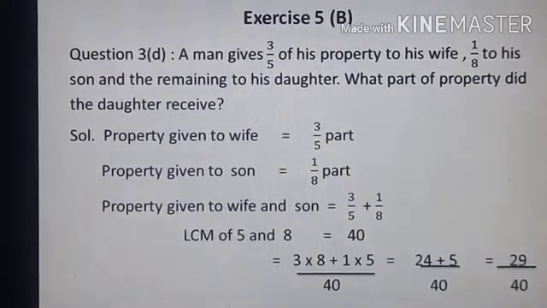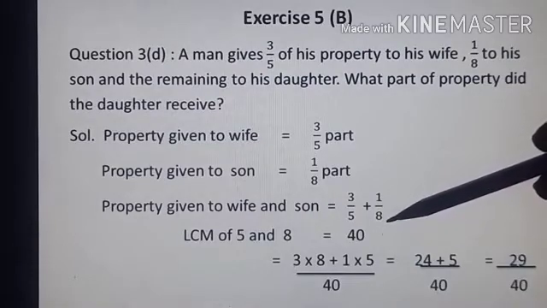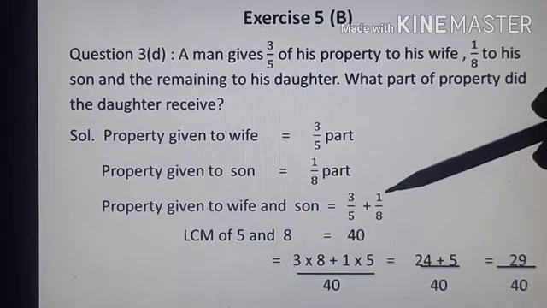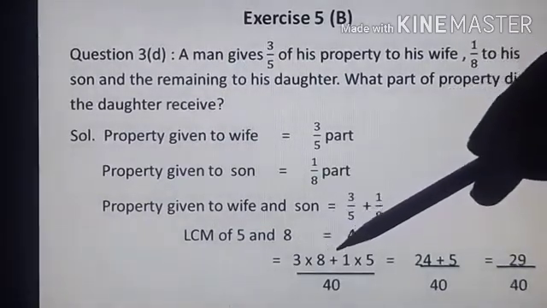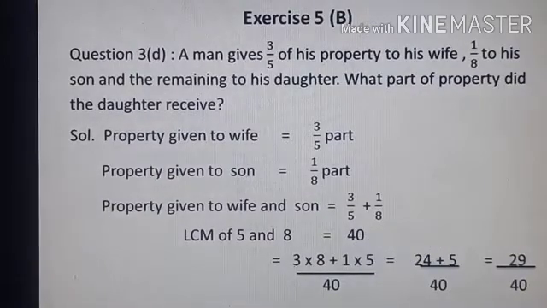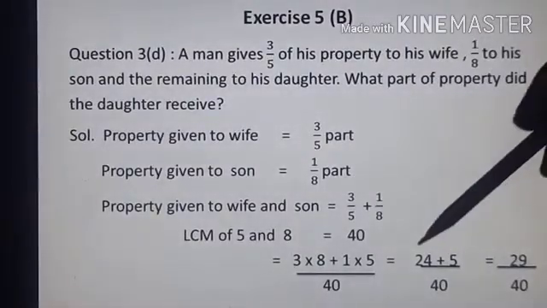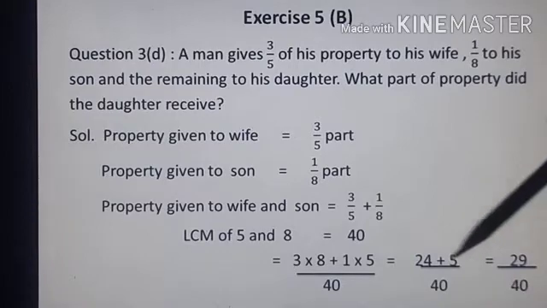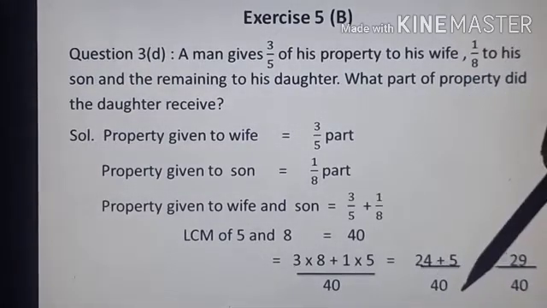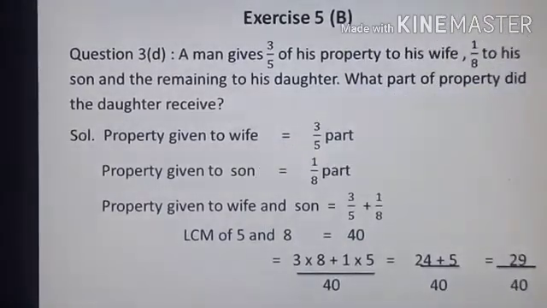Denominator से denominator को ही divide करना है, right? Now 40 divided by 8. 8 5s are 40. So 5 will be multiplied with numerator that is 1. So 3 into 8 plus 1 into 5 upon 40. Right? 8 3s are 24. 5 1s are 5. 24 plus 5 is 29. Denominator will be same everywhere, 40. So the property that is given to wife and son is 29 upon 40 part.